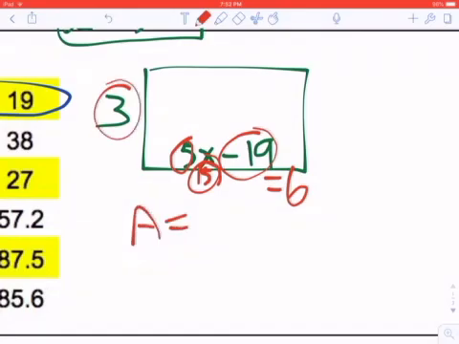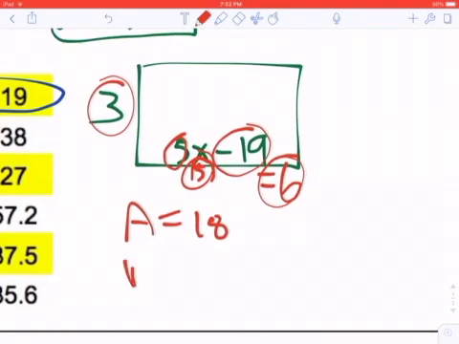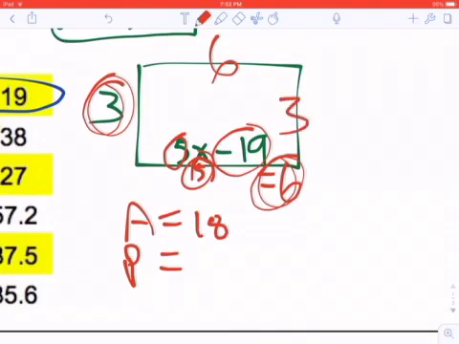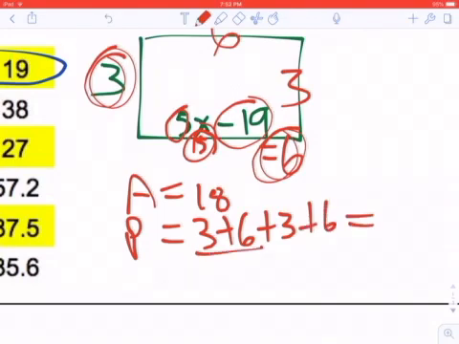Area is 3 times by 6. 3 times 6 is 18. Then let's add up to see what the perimeter is. Well, if this is 6, this is 6. If this is 3, this is 3. So the perimeter is 3 plus 6 plus 3 plus 6. That's 9. That's 9. 9 plus 9 is 18. So it works. The area is equal to the perimeter. And that means we've done it right.